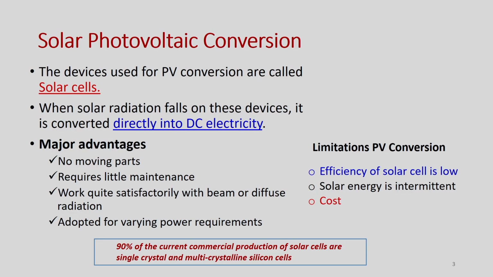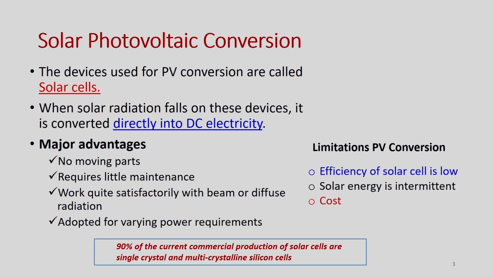So, most of the time we heard the word solar cells. So, what is solar cells? The devices used for PV conversion are called solar cells. When solar radiation falls on these devices, it is converted directly to DC current. DC current means direct current.